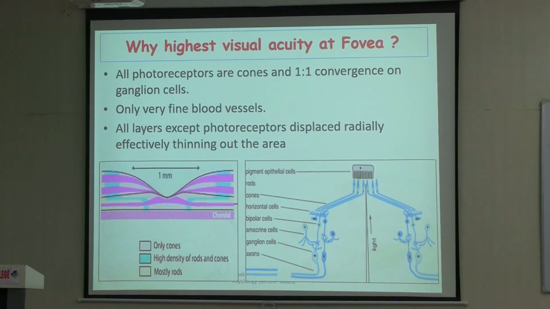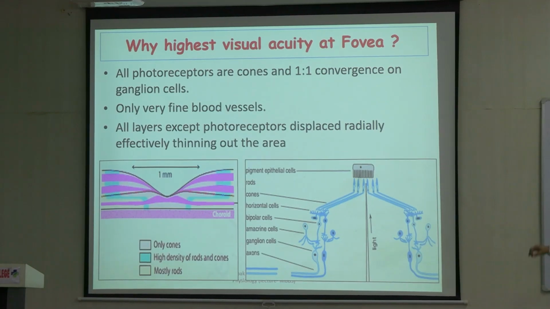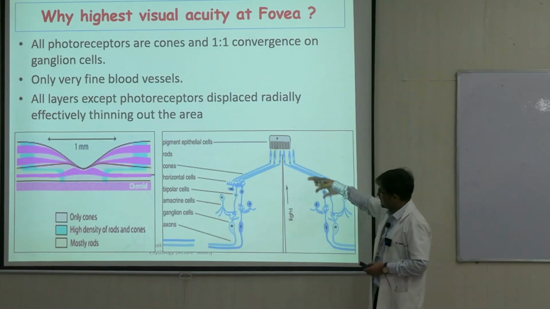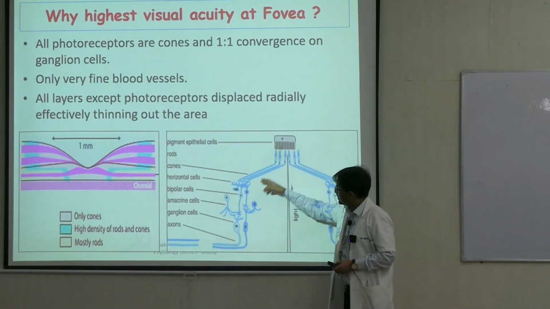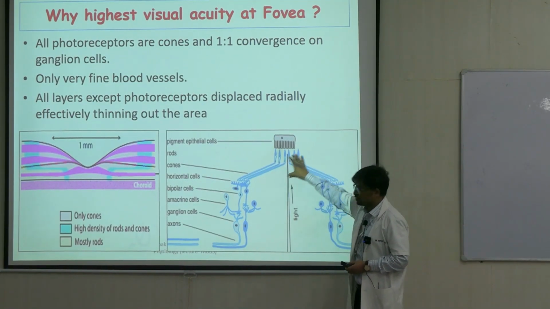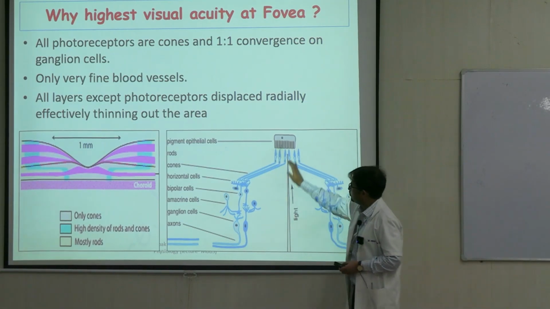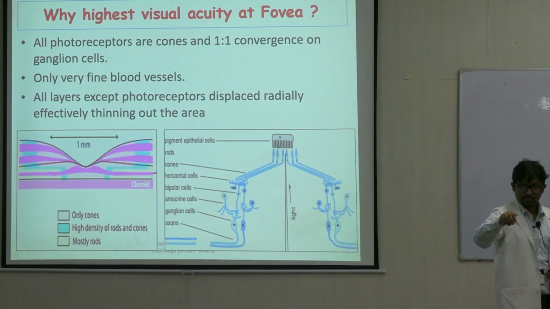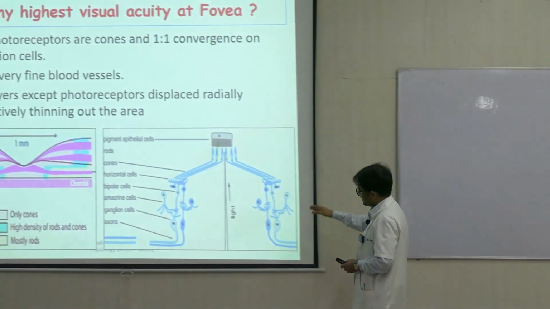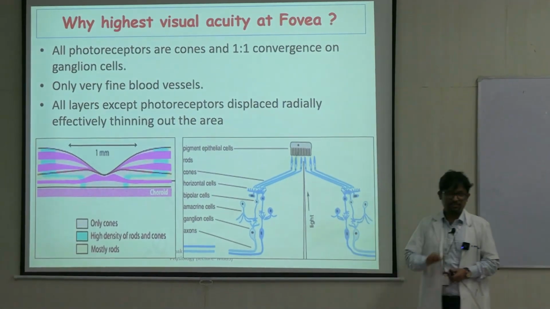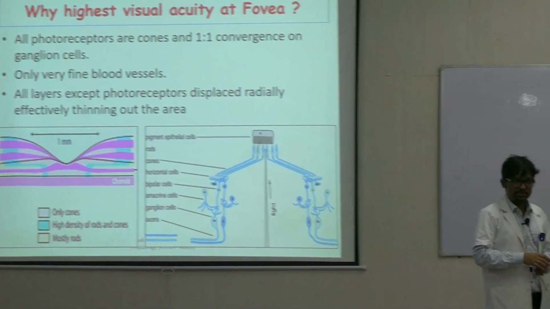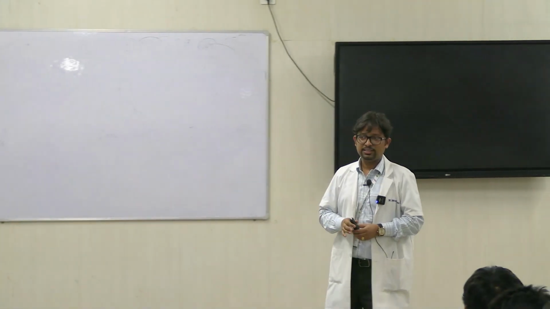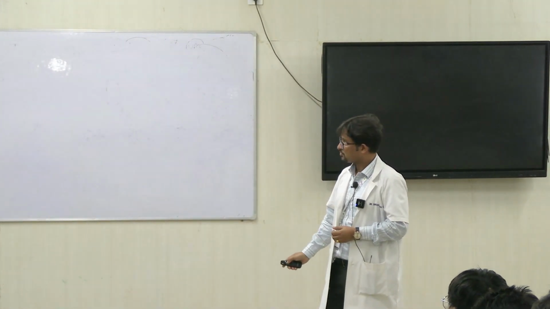Only very fine blood vessels are present over here, and a very interesting thing is that in the fovea centralis, the other layers of the retina are radially displaced. This actually thins out the area, and light travels through it more efficiently. It need not pass through all the remaining layers to reach the receptor. Because they are radially displaced, it directly reaches the receptor. So these are three reasons why visual acuity is highest at the fovea centralis. This is again one more important reason to give from your exam point of view.